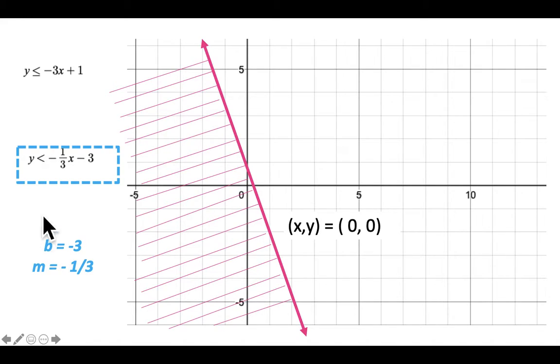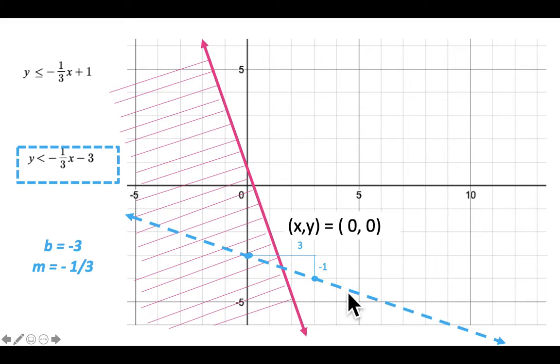Now we'll do the other inequality. We have rearranged it into the slope-intercept form, and we know what the y-intercept and the slope will be. So with a y-intercept of -3, we will plot the point 0, -3, and then we will use the slope information to recognize that we're going to go down 1 and over 3. We'll go down 1 because it's a negative slope. So down 1 and over 3 gives me this second point, and I put my line in between those 2 points.